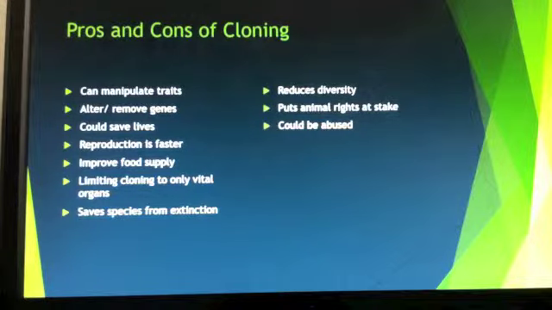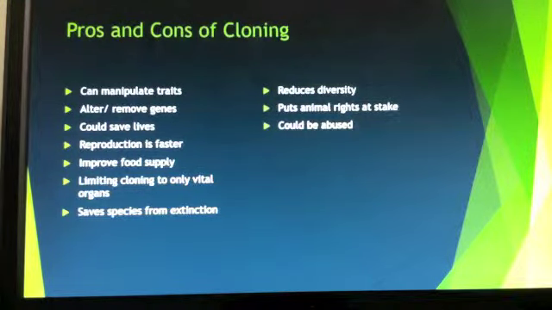Since cloning can be a very controversial topic, we will now look at its pros and cons. An important point is that under lab conditions, we can manipulate traits by altering or adding or even removing genes. This will allow us to give animals desired abilities. An example of this could be a cow that produces more milk.